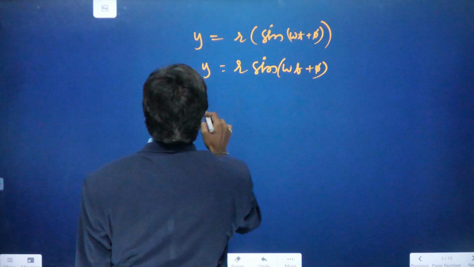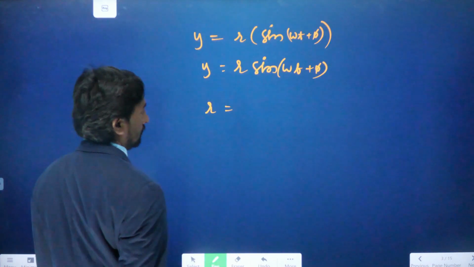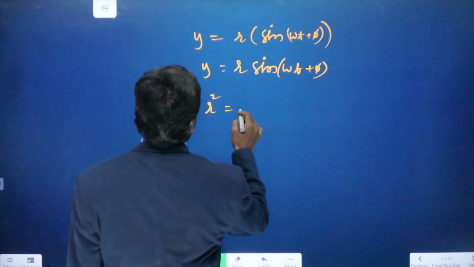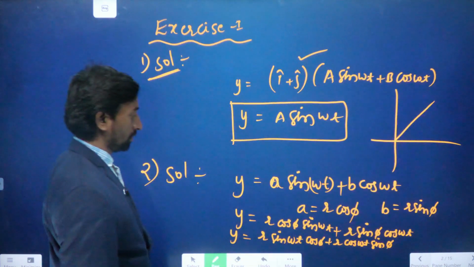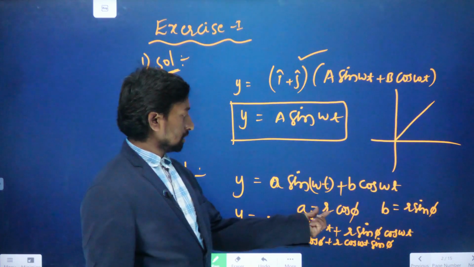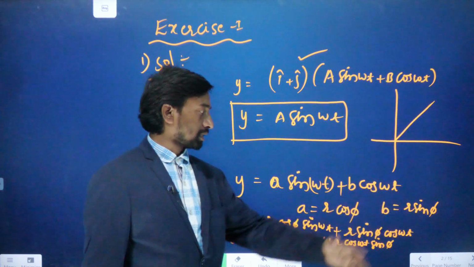But here, what is the r here? R can be written as here. So if you write here r square and this equation here, r is nothing but what there? a is nothing but r cos phi and b is nothing but r sin phi there.